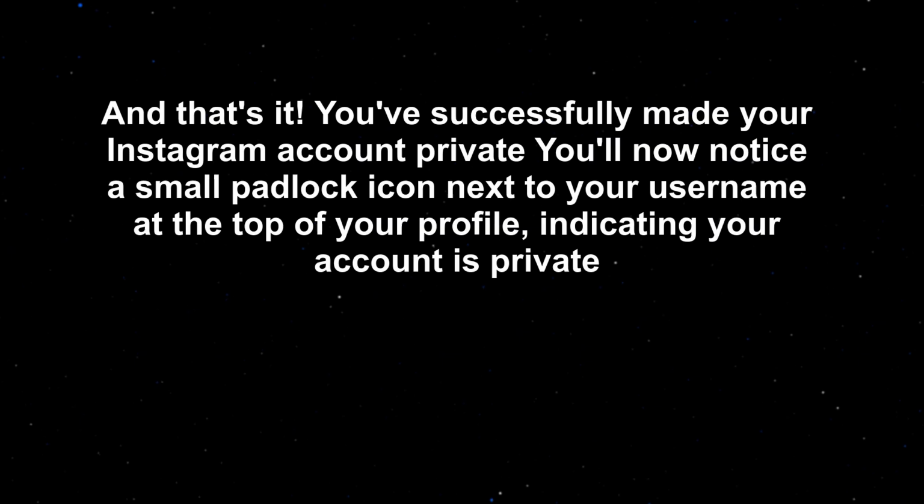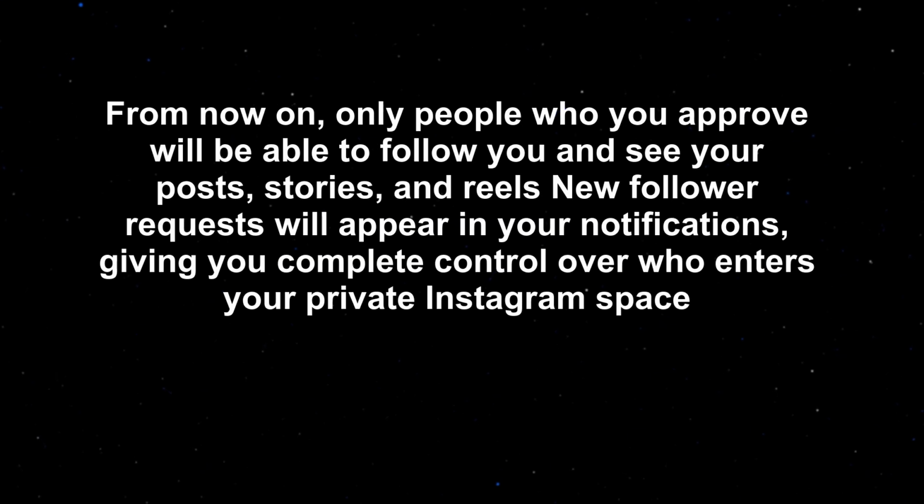You'll now notice a small padlock icon next to your username at the top of your profile, indicating your account is private. From now on, only people who you approve will be able to follow you and see your posts, stories, and reels. New follower requests will appear in your notifications, giving you complete control over who enters your private Instagram space.